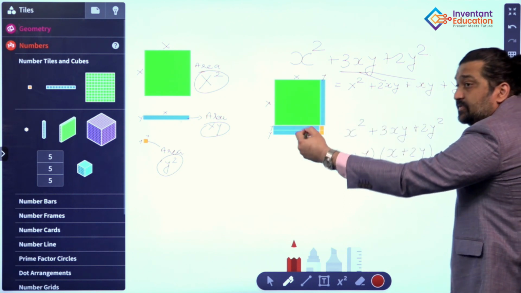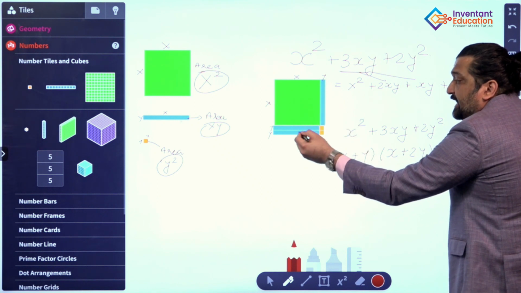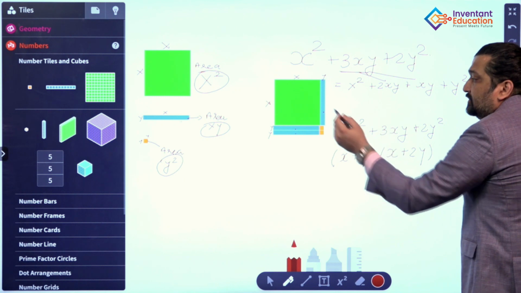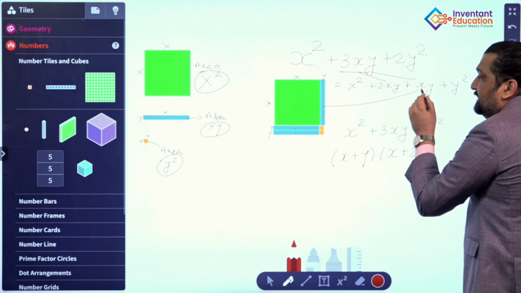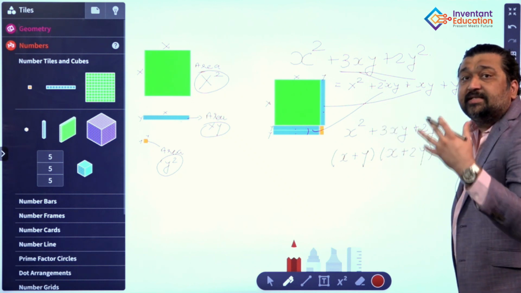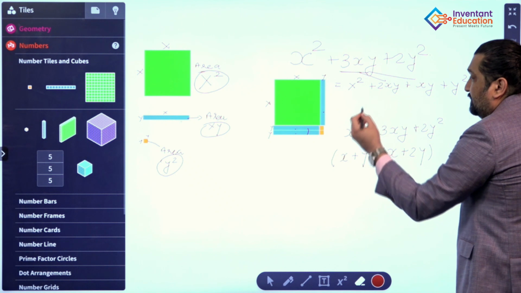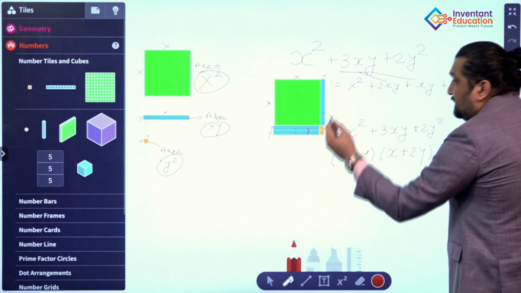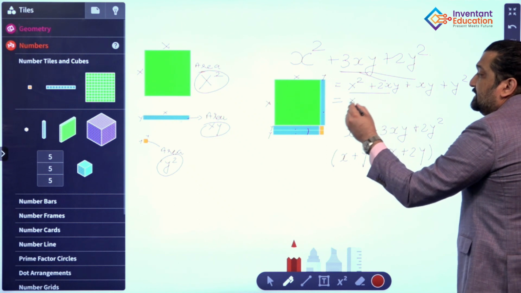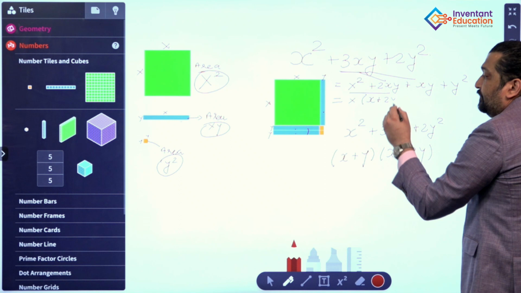Now you can visualize that thing. We had 3 blue strips. We had 3 xy. We divided it into a group of 2 and 1. So this 1 xy is here. These 2 xy's are here. Students can see mathematics, and after that when you show them the method, it will be very easy for them to understand. So this is x common, x plus 2y.